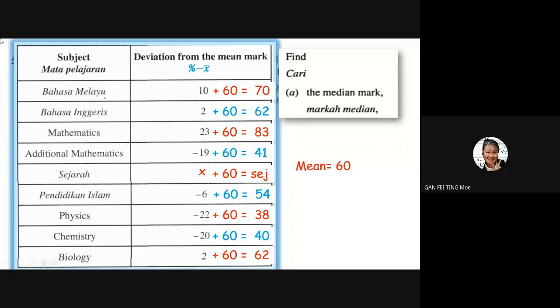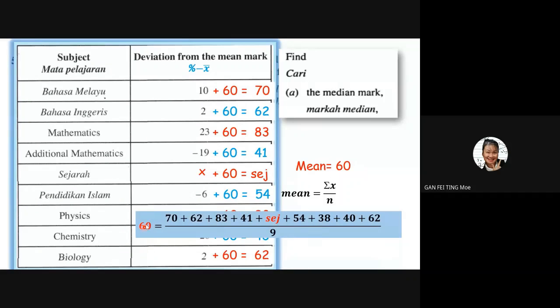The marks here are very important. Why it is important to us? Because we would like to determine the marks for sejarah. It is very important to make sure that your calculation for the marks for all the subjects here are correct. So now what we do, mean, this is a formula. I have my mean as 60. So this is what I'm going to do. 60 equals to 70 plus 62 plus 83 plus 41 plus my sejarah plus 54 plus 38 plus 40 plus 62 divided by 9. Now from here, I'll be able to determine my sejarah marks.